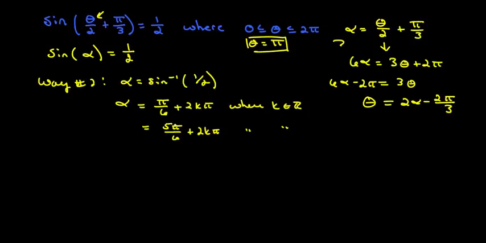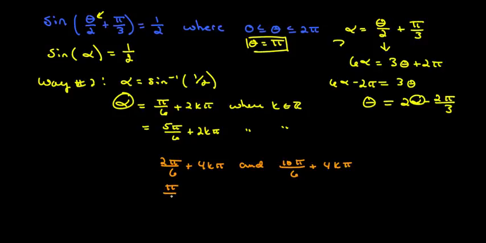So to get theta, I'm going to multiply everything by 2. Remember, this is alpha. So that's going to be 2 pi over 6 plus 4k pi and 10 pi over 6 plus 4k pi. And then I'm going to subtract 2 pi over 3. So this is pi over 3 minus 2 pi over 3 plus 4k pi. And this is 5 pi over 3 minus 2 pi over 3 plus 4k pi.